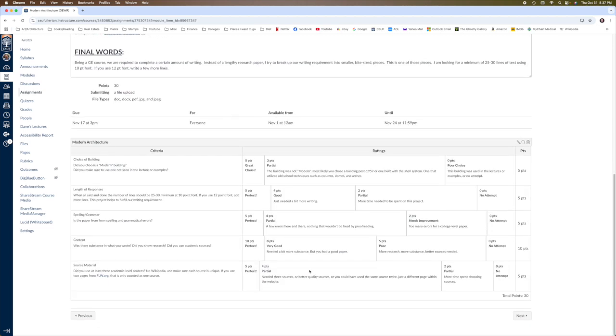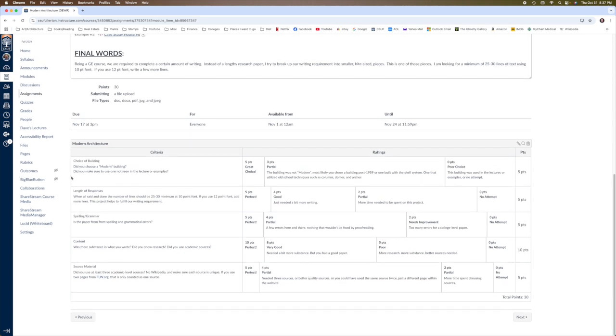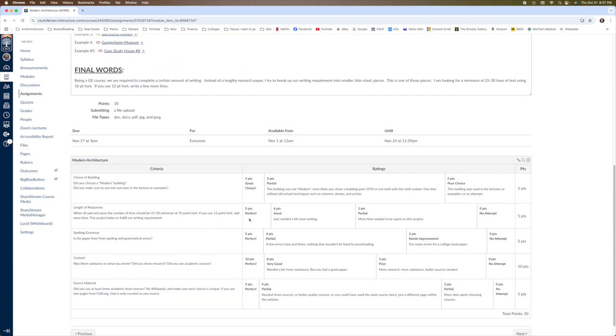So this is the rubric of how I'm going to grade. Your choice of building, as long as it's a modern building that wasn't in the lecture or examples, you get 5 points. Length of responses, again, I'm looking for roughly 25 to 30 lines total. Some of these questions are not going to have very long answers, such as, what is it made with? Well, glass, steel, concrete, things like that. Compared to, why did you choose this? That's going to be a longer paragraph. Or tell me about the architects. That's going to be a longer paragraph. So the paragraphs are not going to be equal to one another.